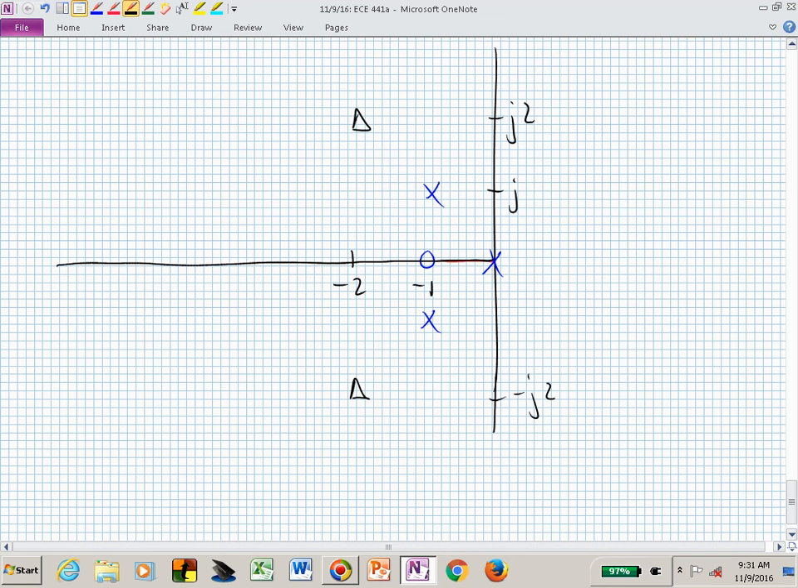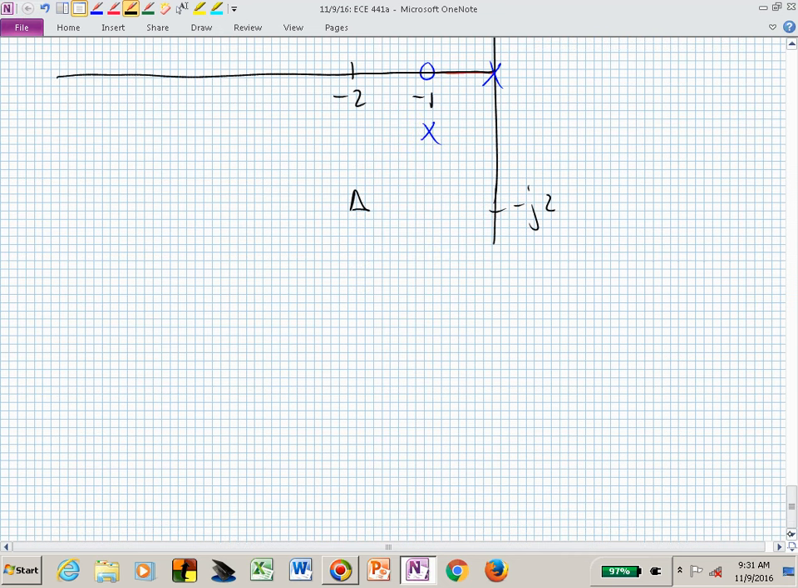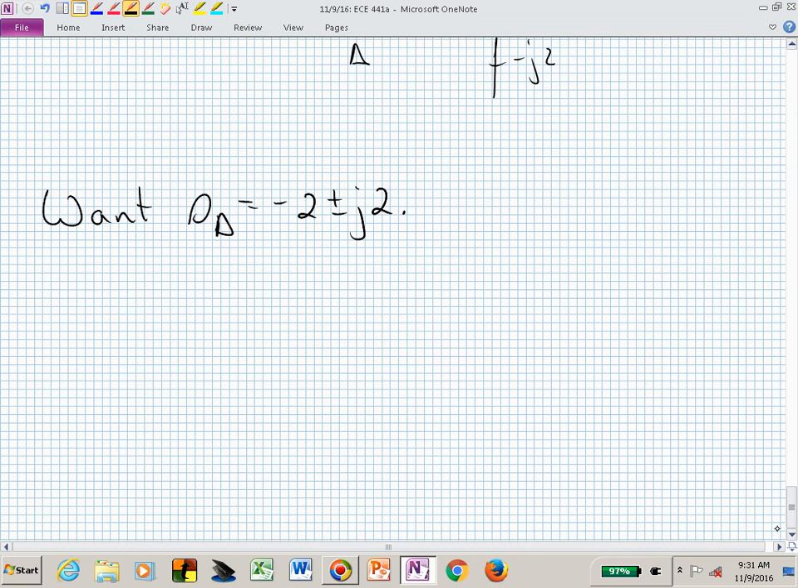But do you see now the behavior that you're trying to achieve? Let's then, we want to accomplish S delta equal minus 2 plus and minus J2. We have three parameters to select. We have a zero location, we have a pole location, and we have a gain. The zero and pole will change the root locus shape. The gain will get us to the particular value that we want on that root locus shape.